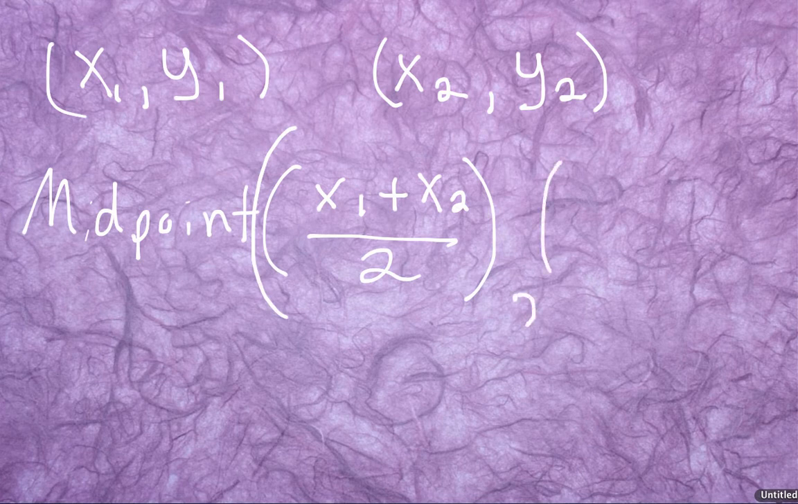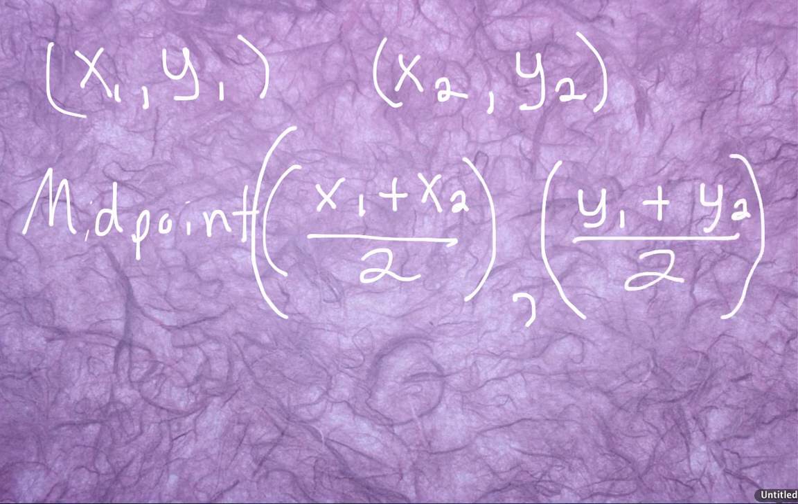And then same thing with our y coordinate. We're going to create a new y coordinate. So you just take your two y coordinates that we got and divide it by 2. Okay?